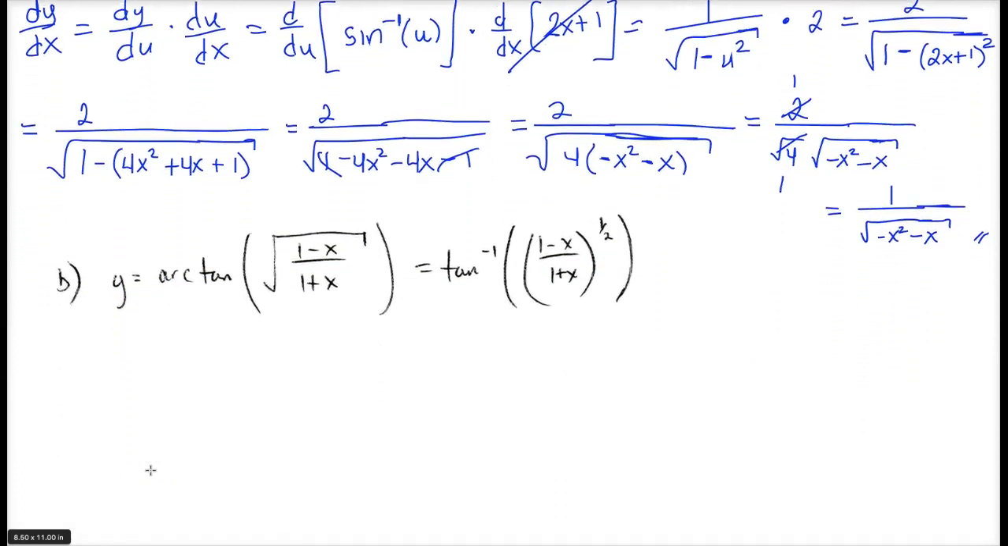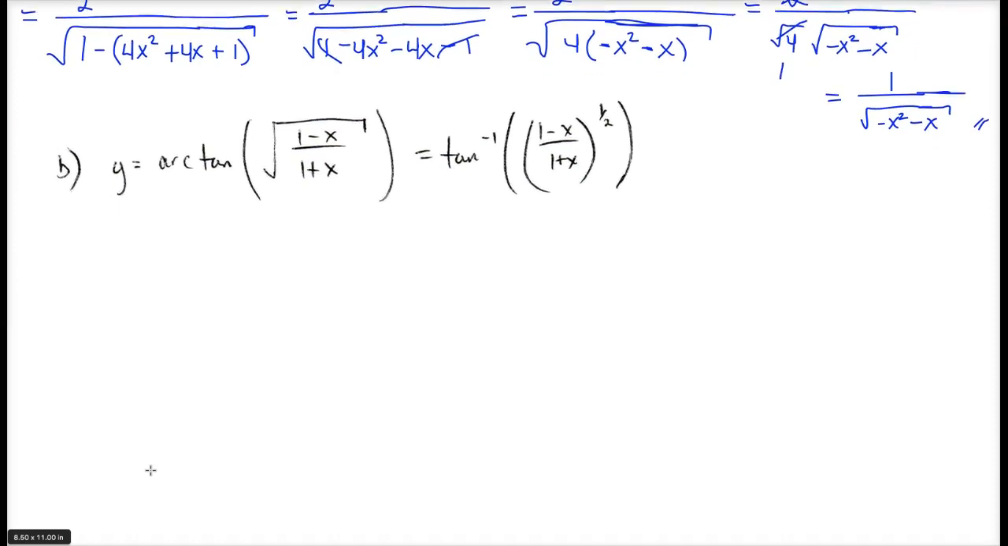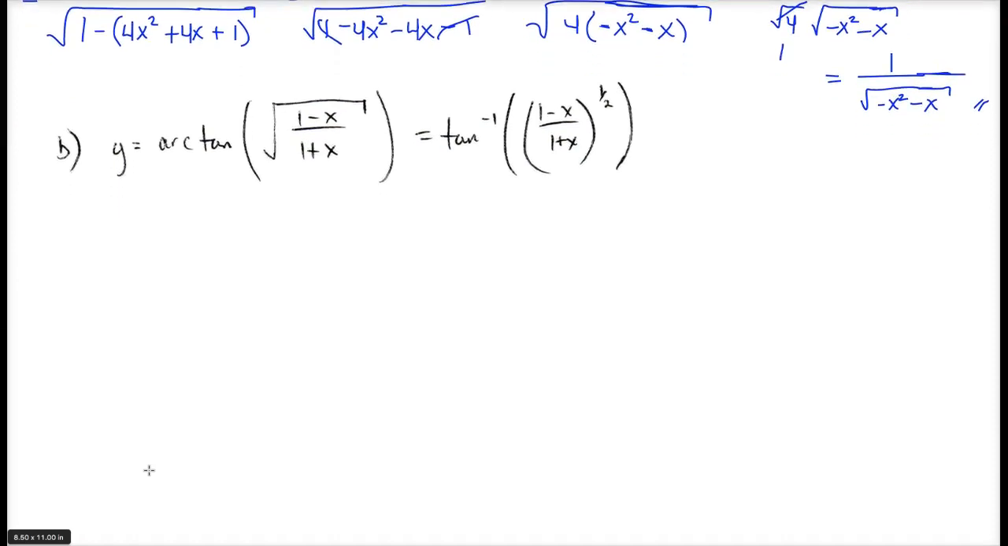So in this example, we see that we're trying to take the derivative of arctangent, or tangent inverse, put another way, of 1 minus x over 1 plus x raised to the 1/2. So here again, we're going to have to use the chain rule. So for this one, let's say the derivative of y with respect to x. We'll just do this without writing the whole Leibniz notation thing.